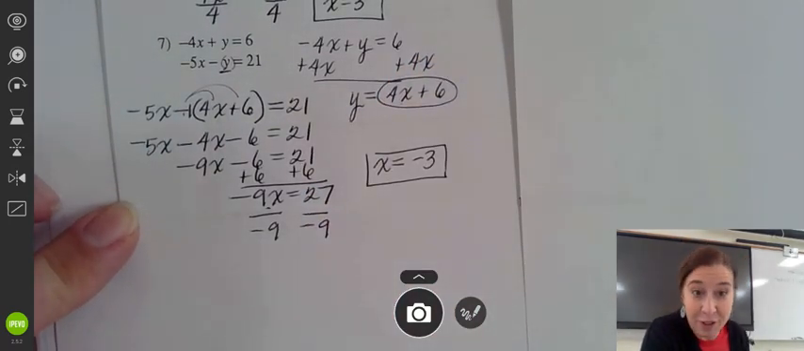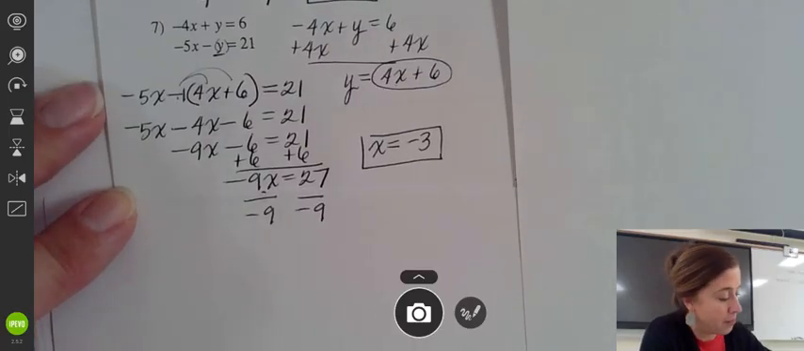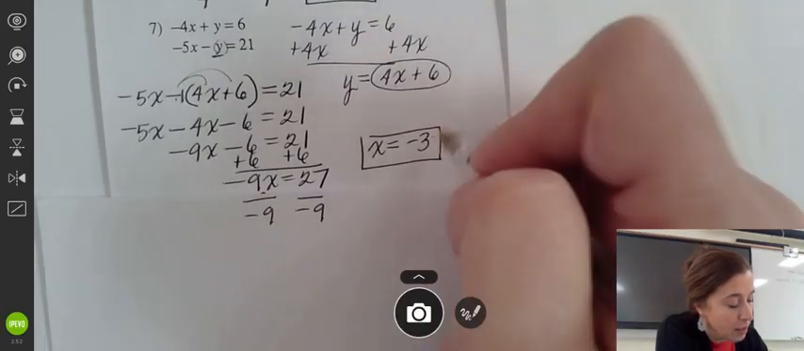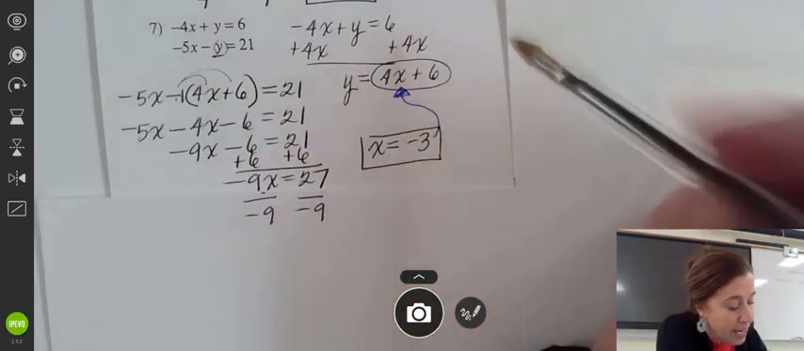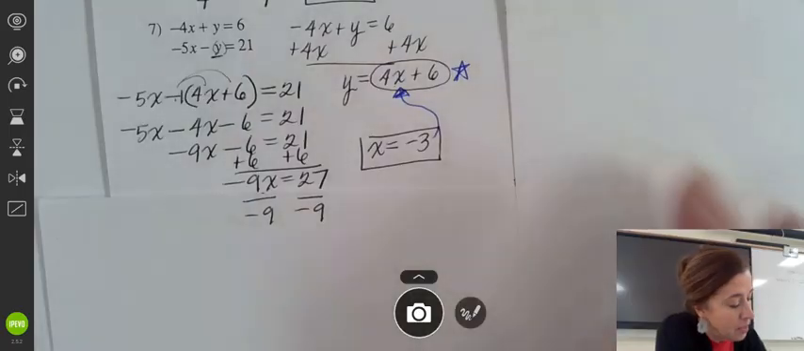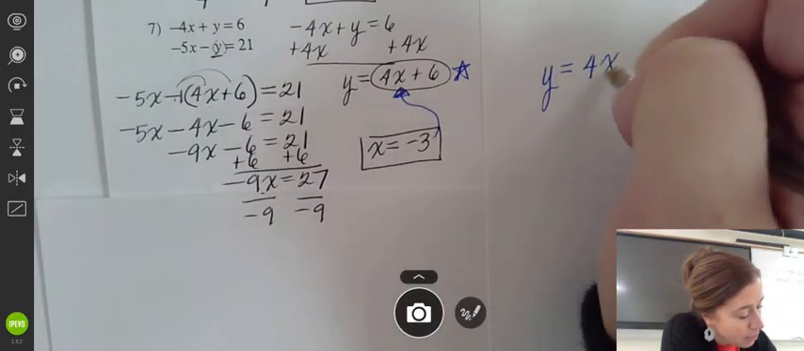That's half of our solution. That's one coordinate, I should say, in the ordered pair. We're going to take that -3. Remember, it says to substitute it into the revised equation from step 1. Here is the revised equation from step 1. So we're going to have y equals 4x plus 6.